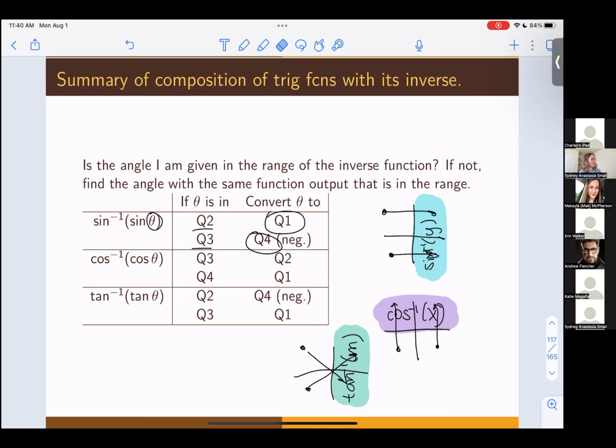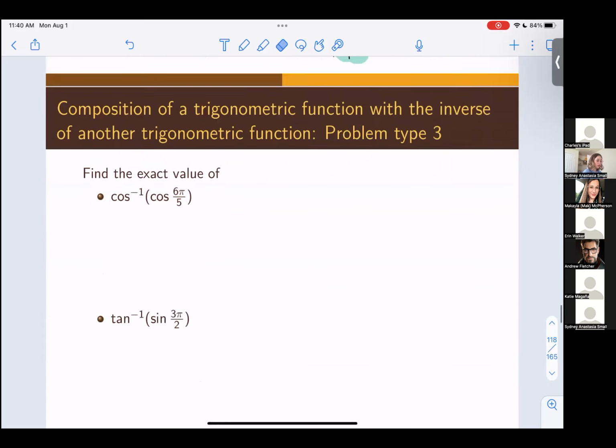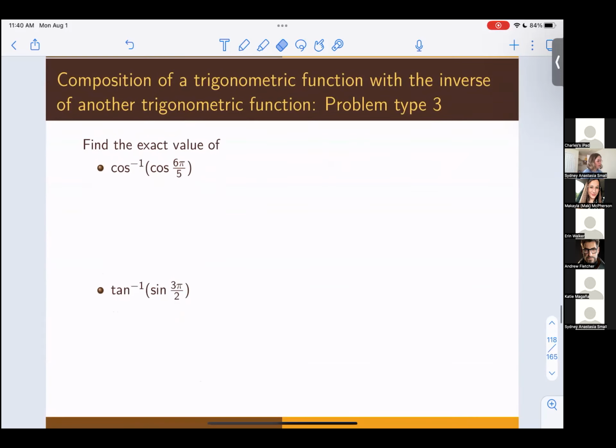Okay, let's do a couple more. These are a little bit different, but not too different. I want to find the exact value of these two functions. Cosine inverse of the cosine of 6 pi fifths. Well, if you remember, the restricted domain of cosine, which has an inverse, is from 0 to pi.